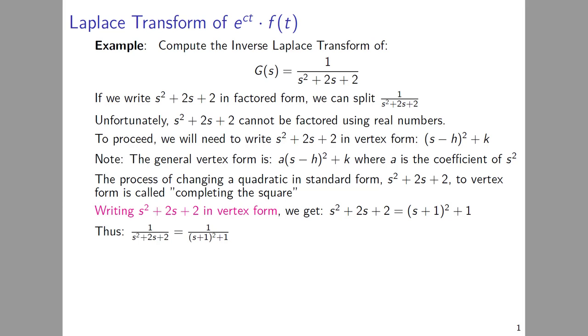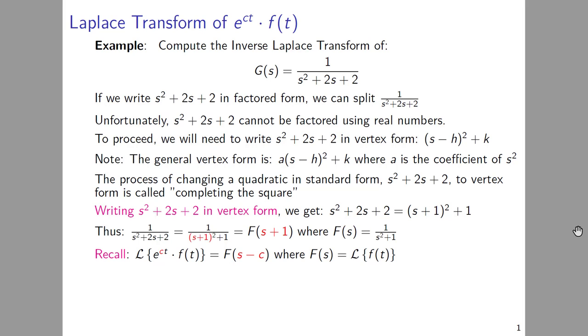To see why this is useful, recall that the Laplace transform of e to the ct times f of t is the function F evaluated at s minus c, where F of s is the Laplace transform of f of t. And here, 1 over (s plus 1) squared plus 1 is the function F evaluated at s plus 1, where F of s is 1 over s squared plus 1. And this is the Laplace transform of sine of t.